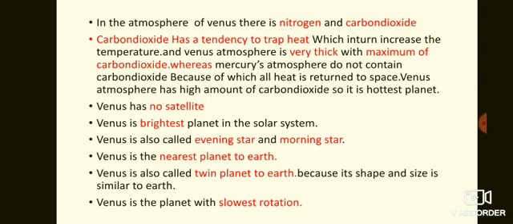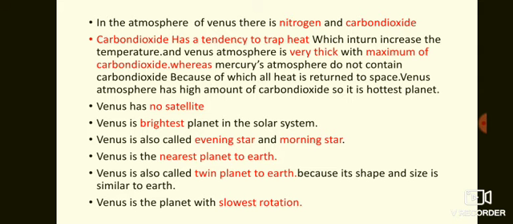You even know about global warming, isn't it? Global warming happens all because of the gas carbon dioxide. I'll let you know what global warming is in my next video. So I think you all are clear now why Venus is the hottest planet and why not Mercury. This is all because of the gas carbon dioxide.